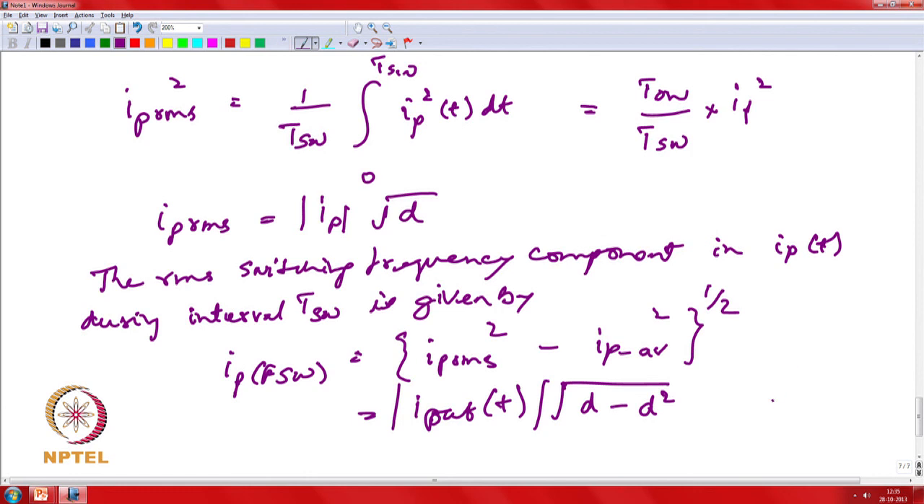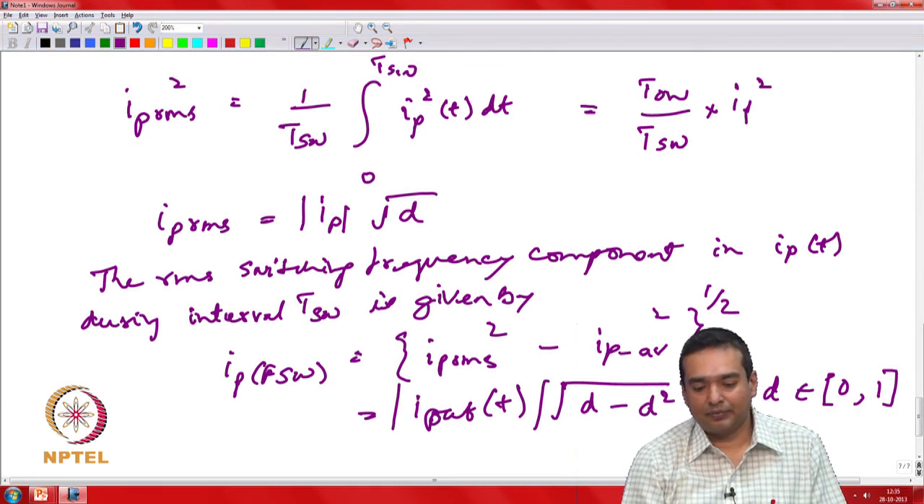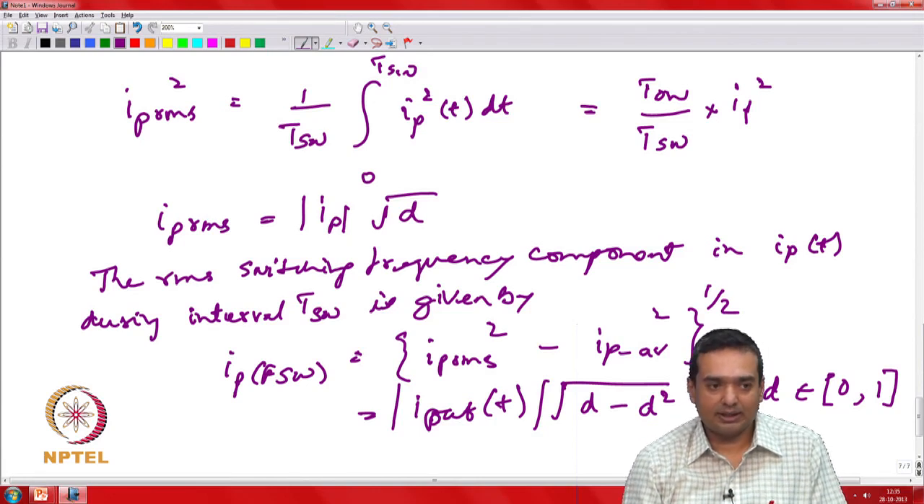Okay. And we know that your D belongs to the interval 0 to 1. So D minus D square will always have the appropriate sign. Okay. Now we know that this is on a per switching cycle basis. So if you want to look at the switching frequency effect over the whole fundamental cycle, then you need to take these individual high frequency harmonics and sum it up appropriately on a sum of square basis over the longer time frame. Okay.